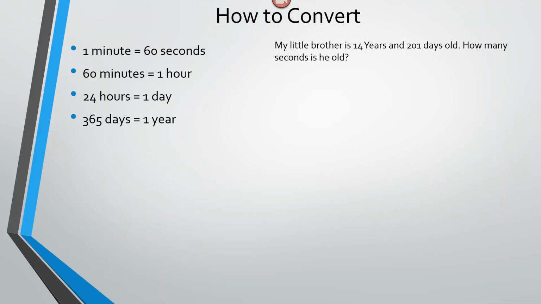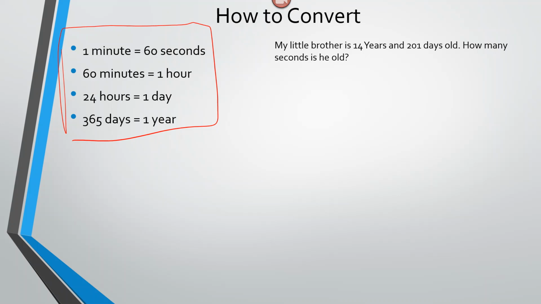So first of all, let's look at a few easy equalities here, or different things that we say are equal to each other. So we have 1 minute equals 60 seconds. Okay, we all know that. That's pretty easy. 60 minutes equals an hour. Again, easy. 24 hours in a day, and 365 days in a year. Which is a quick little fun fact. It's actually 365 and a quarter days in a year, and that's the reason we have a leap year every 4 years. But we're just going to use 365 for our calculations.